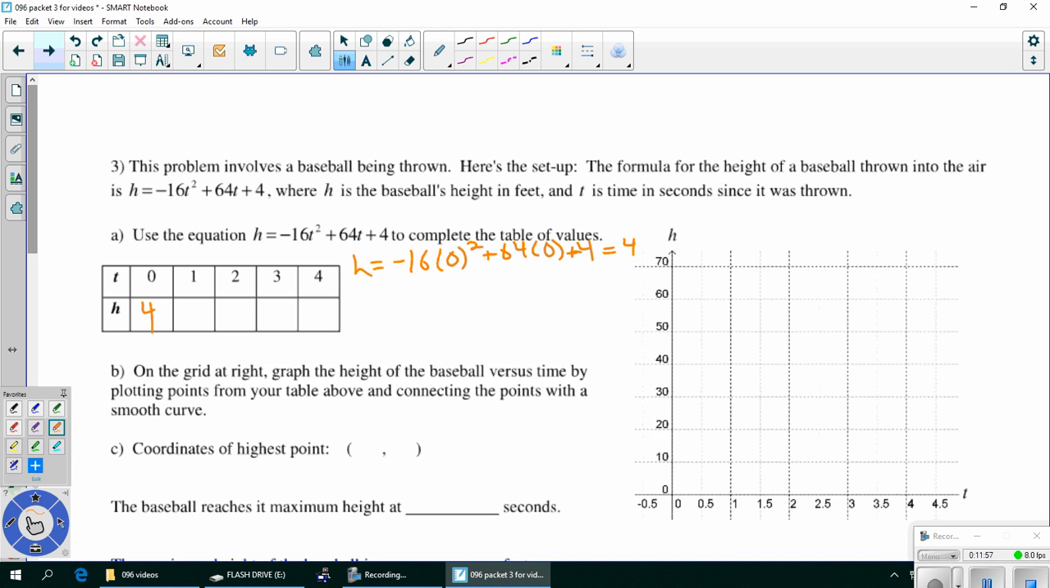And what that means is that 0 seconds into this experiment, meaning like the moment this ball is being thrown into the air, but it's still right there in your hand, about to leave your hand, the ball is 4 feet off of the ground.